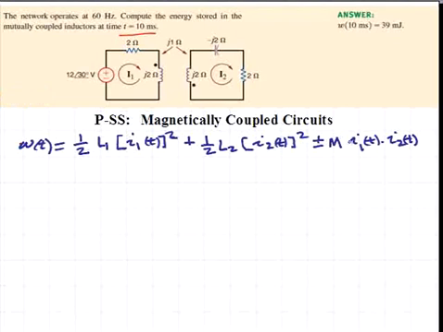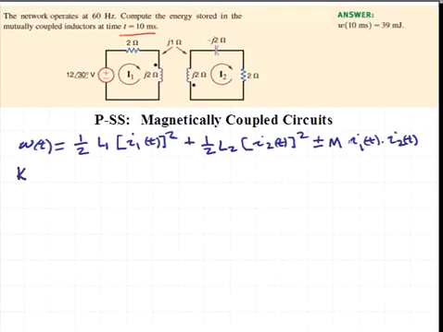Notice that there is a plus or minus sign associated with that expression. If the currents in both inductors flow into either the dotted terminals or the undotted terminals, then the sign is positive. Whereas if one of the currents flows into a dotted terminal and the other flows into an undotted terminal, we will choose the minus sign for that mutual coupling energy term.